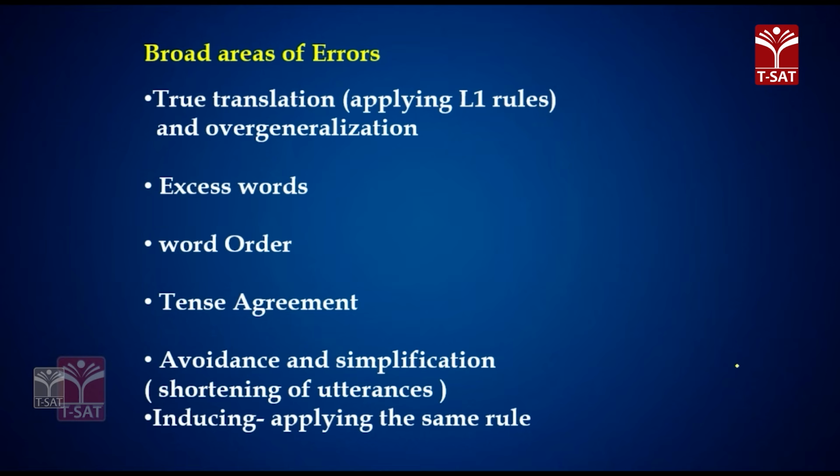Avoidance, instead of making a complete sentence, they use a clipped or a short sentence. It is not acceptable in English. And simplification, or inducing, means applying the same rule. For example, adding s at the end gives the plural form. It is correct in case of pen, pens, book, books, but incorrect in house and houses. And in case of sheep, you cannot say sheeps. So this is an example for inducing errors.